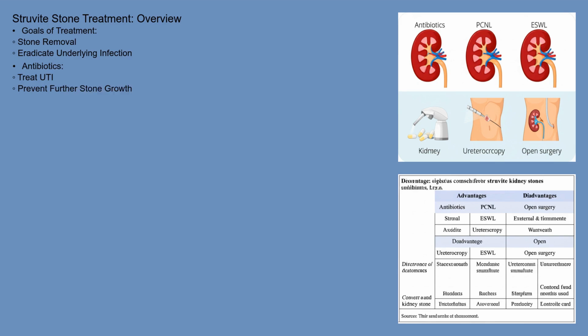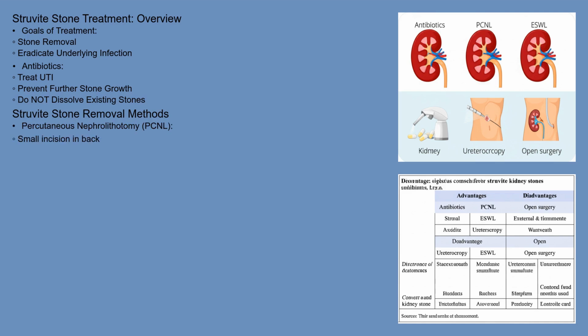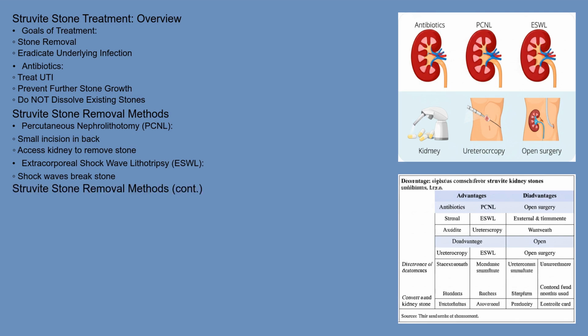Stone removal is often necessary and can be achieved through various methods, including percutaneous nephrolithotomy, or PCNL, which involves making a small incision in the back to access the kidney and remove the stone; extracorporeal shock wave lithotripsy (SWL), which uses shock waves to break the stone into smaller pieces that can be passed in the urine; and ureteroscopy, which involves passing a small scope through the urethra and ureter to reach the stone and either remove it or break it up with a laser. In some cases, open surgery may be required for very large or complex stones.